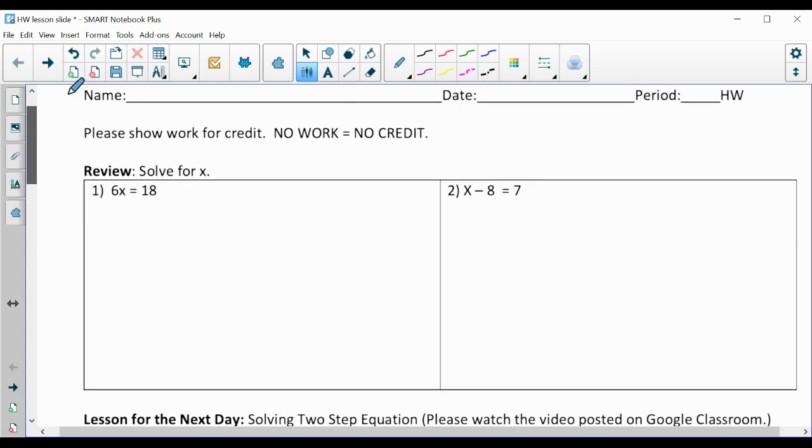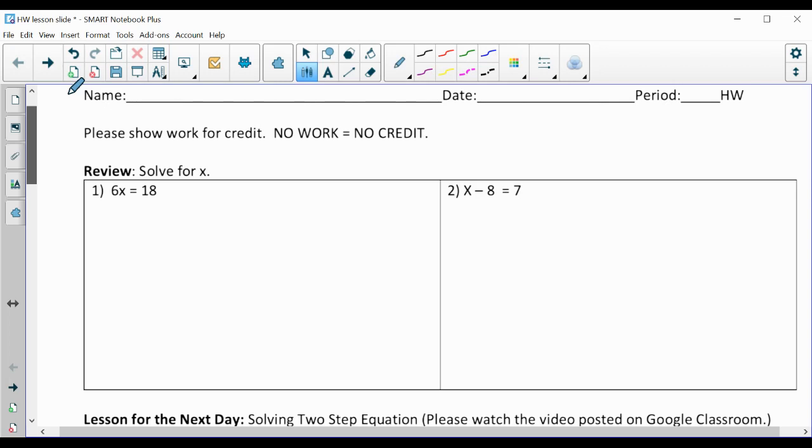So the first one that we're going to talk about builds from what you learned in Algebra 1, that is solving equations. We're going to talk about solving one-step equations first. On top it says "no work, no credit." That means you have to show work for credit. Just in case you forgot how to solve a one-step equation, the trick is every time, remember, undo or do the opposite of the operation. That's how you solve equations.